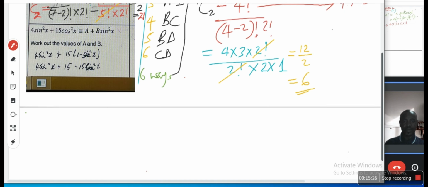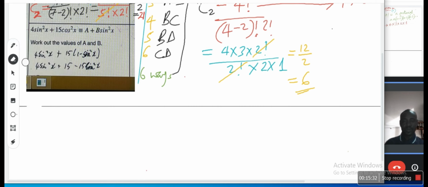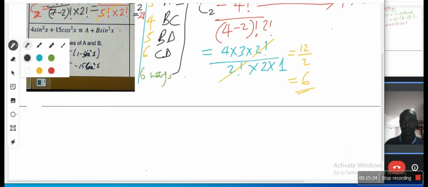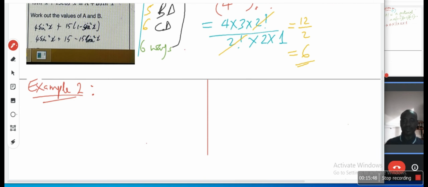So this one will be example number 2. It's going to be about grouping. Example 2 will be how many ways can we arrange. So you see, this is about arrangement. How many ways?